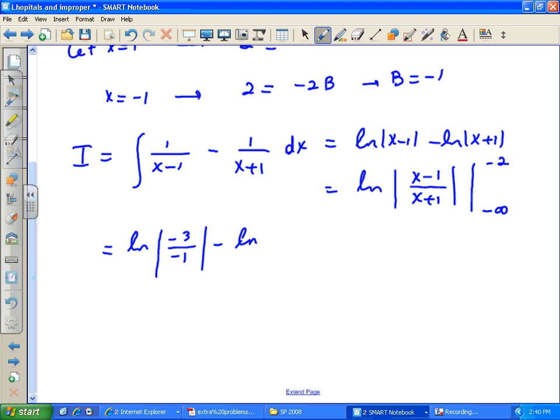So then we have ln of 1 as the end result when we calculate this expression as x goes towards negative infinity. And we know that is 0 anyway. So our final answer turns out to be ln of 3.